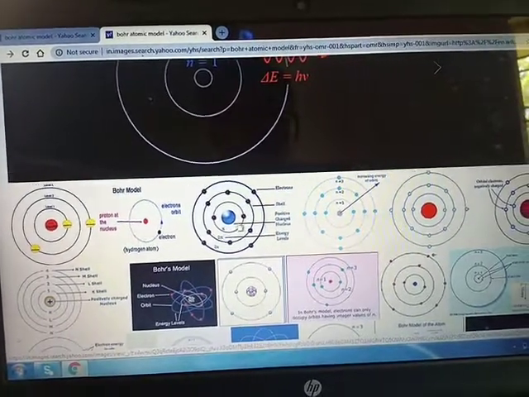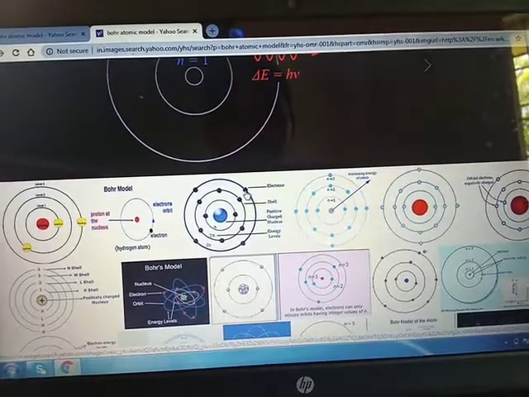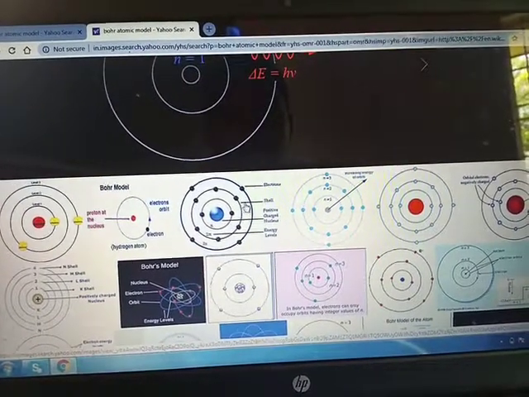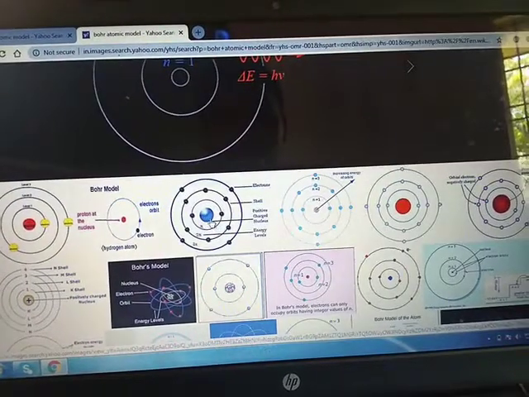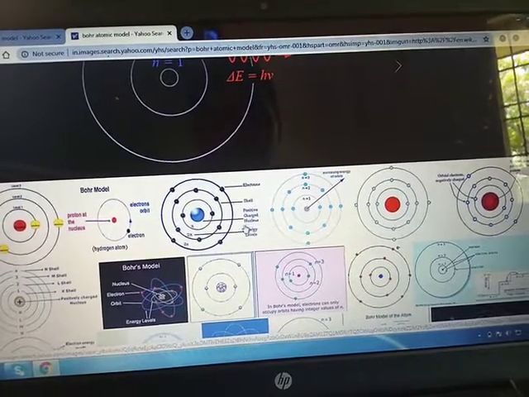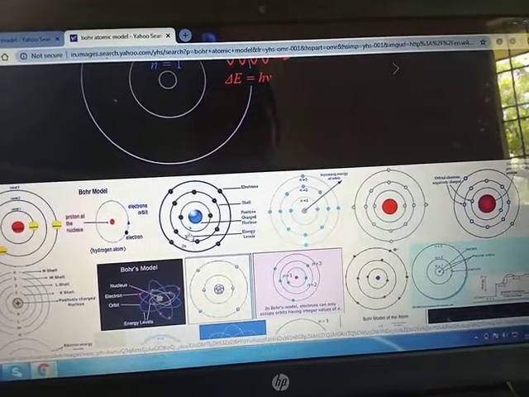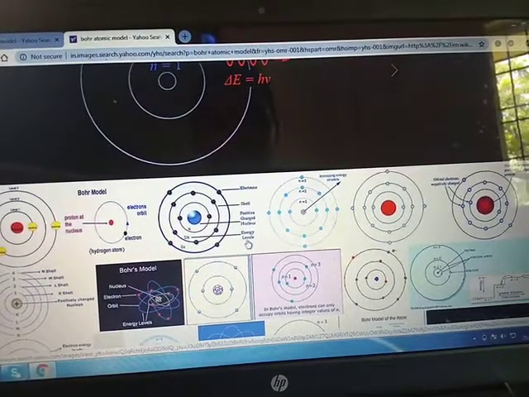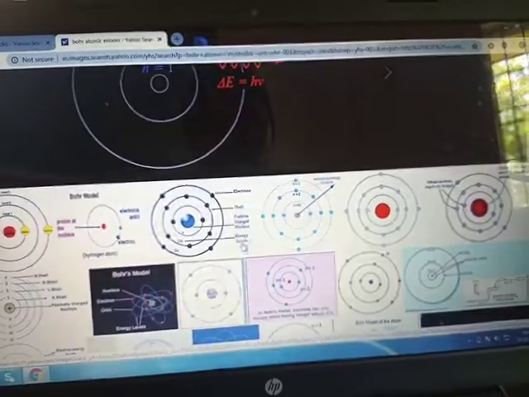Now let us see here. This is called the electron, and this is called the shell. This one is called the positively charged nucleus, and this is called the energy levels. This x, 2x, 3x is called the energy level.